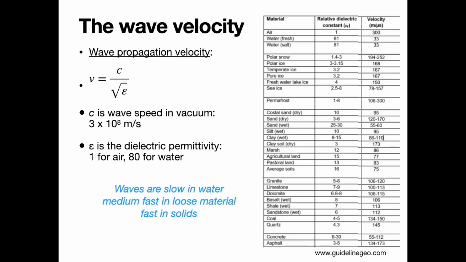They are medium fast in loose material. So you see, for example, in sand here, we have values of about 100 or 50, depending on the content of water. But they're also fast in solids. So if you have a very nice crystalline material, like pure quartz here, it's about 150. Or in sea ice and permafrost, you see values that can reach above 100.